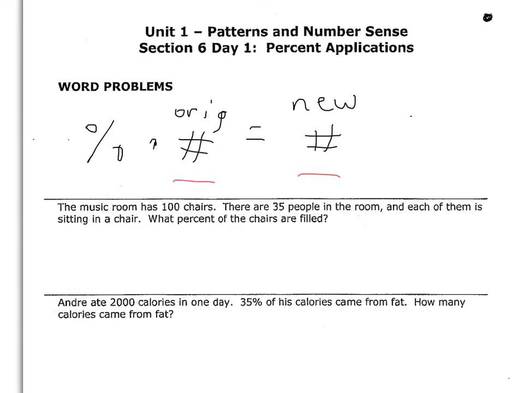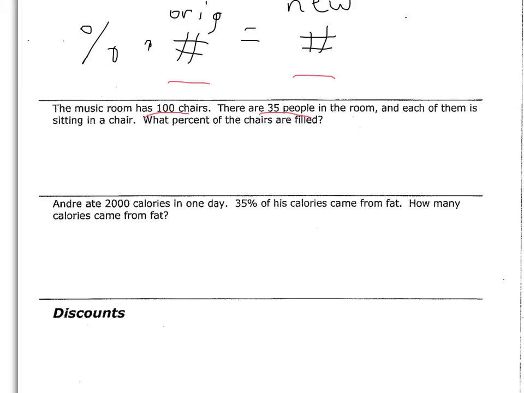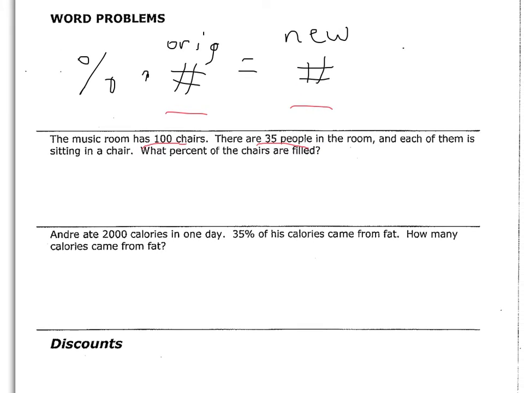Okay, so let's go ahead and start on this first example here. It says the music room has 100 chairs. There are 35 people in the room, and each of them is sitting in a chair. What percent of the chairs are filled? Okay, so once again we want to look at our percent times original number equals new number, and we want to go ahead and plug in all those pieces of information.